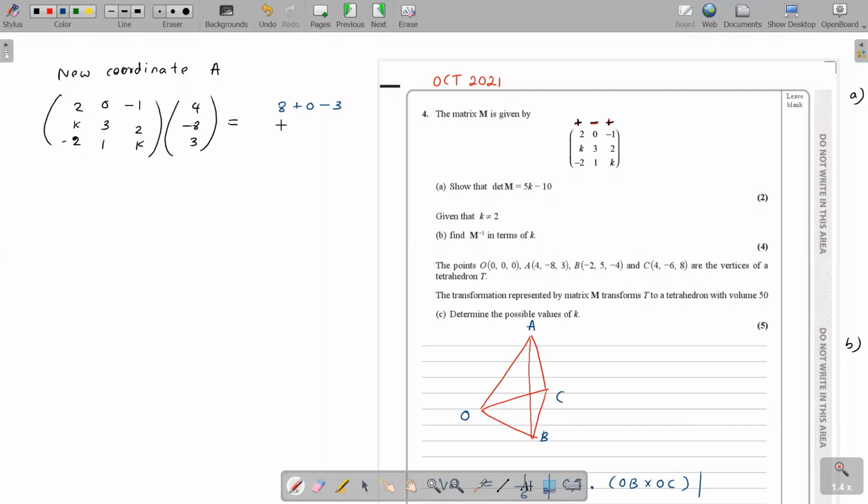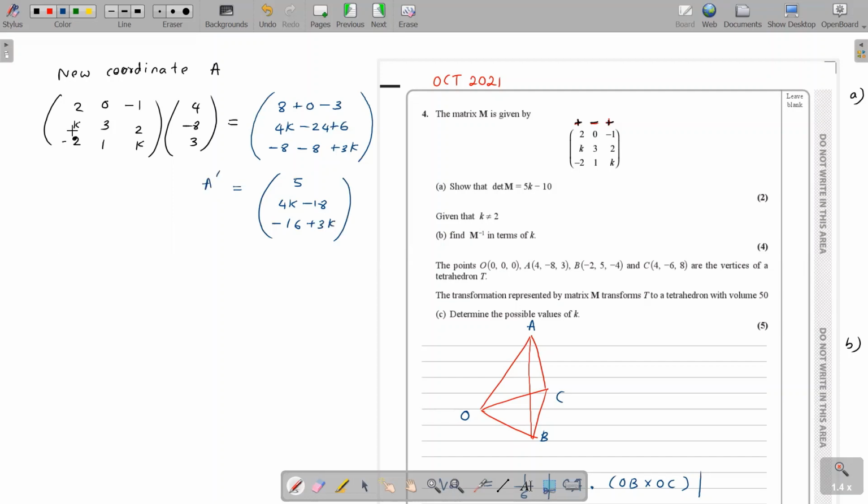Y value, 4 times k is 4k. 3 times -8 is -24. 2 times 3 is 6. Are you with me? Last one, -2 times 4 is -8. 1 times -8 is -8. k times 3 is 3k. So this gives you 8 minus 3 is 5. 4k minus 24 plus 6 is -18 plus 4k. -8 minus 8 is -16 plus 3k. So this is the new A coordinate, A dash.